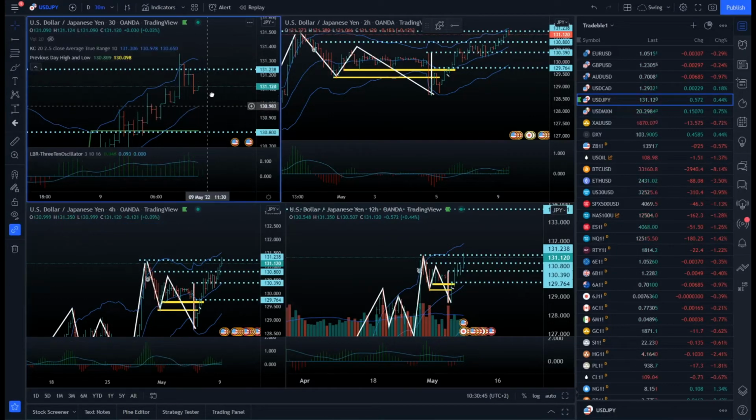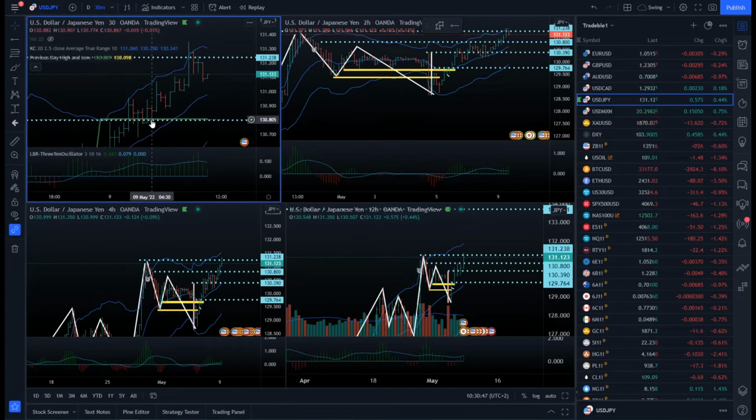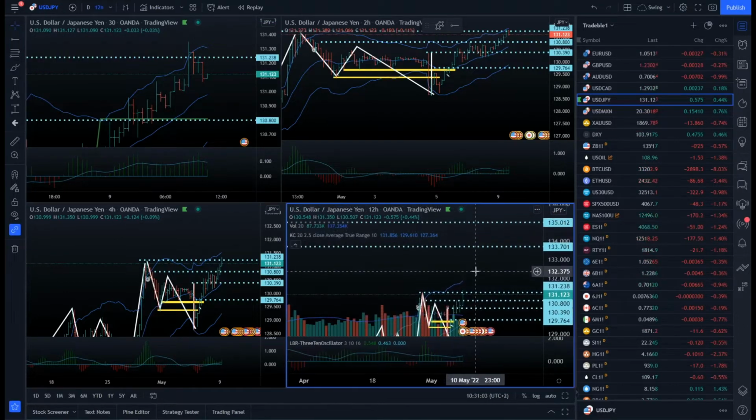And now price is holding above Friday's high, 130.80. So we're holding for many hours and we have a deep break of previous day high. So I definitely see no kind of divergences, no big reversals, no big climaxes. So I still expect higher prices.